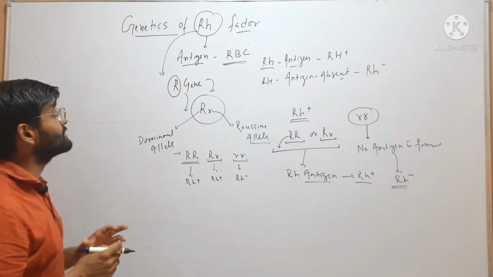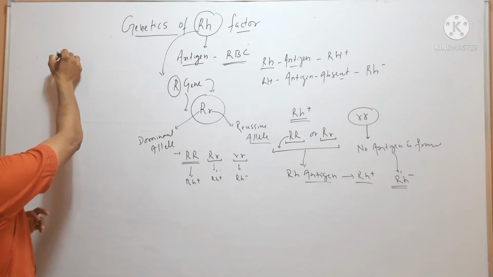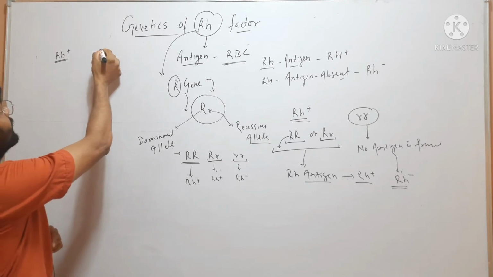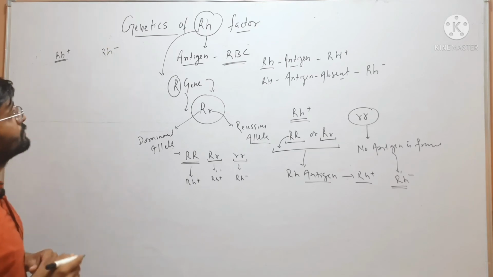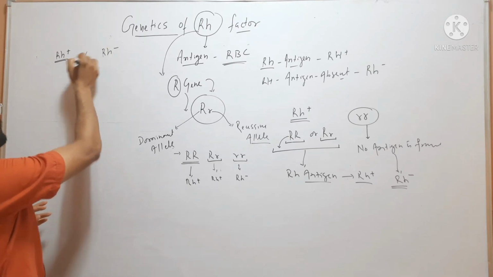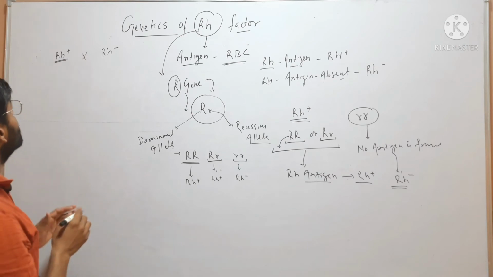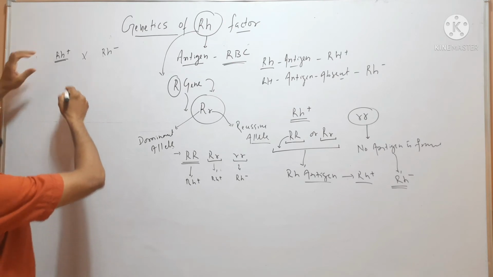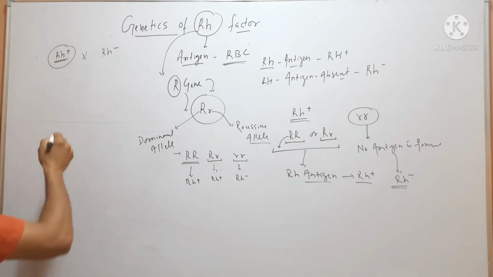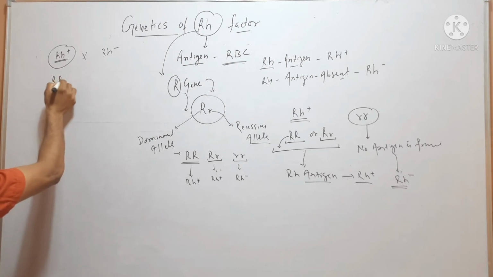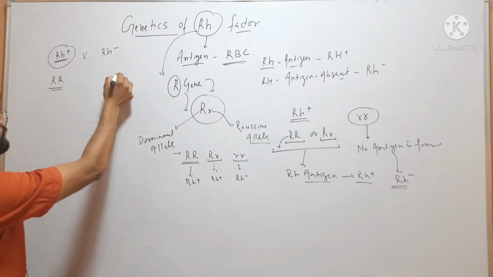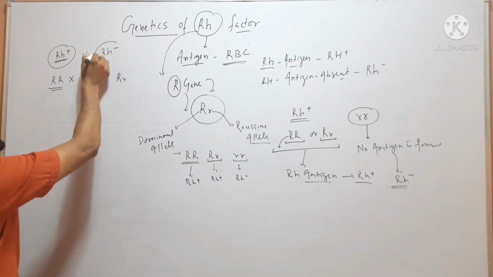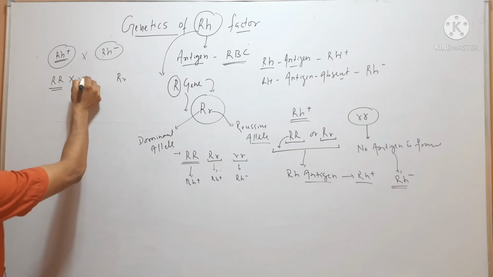Let's understand this with an example. Suppose a person that is Rh positive marries a woman that is Rh negative, or vice versa, then what will be the probability of this Rh factor in their children? So we know that the genotype of this Rh positive may be capital R capital R, or maybe capital R, small r. Then we will cross it with the Rh negative, and we know that the genotype of Rh negative is small r small r.